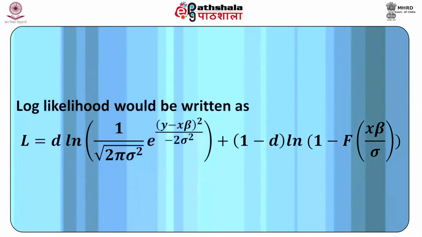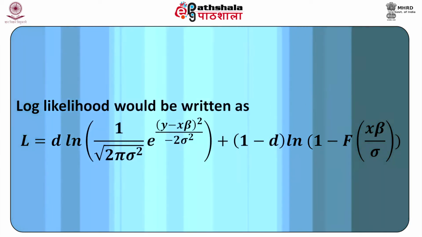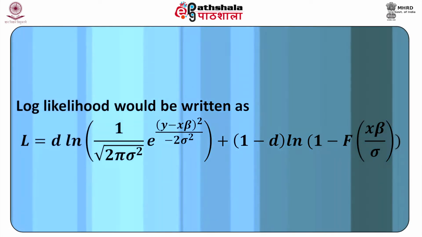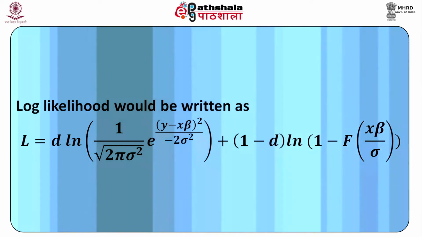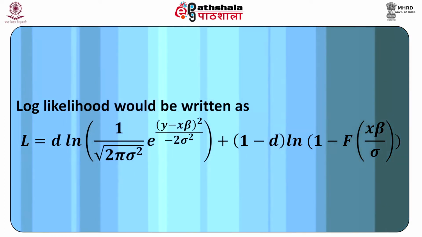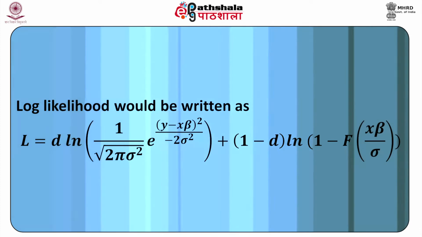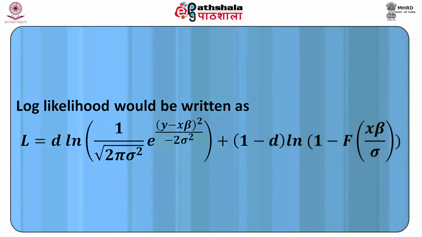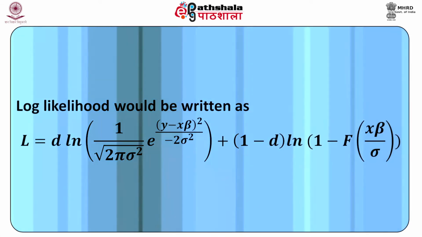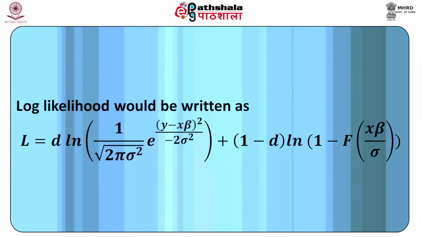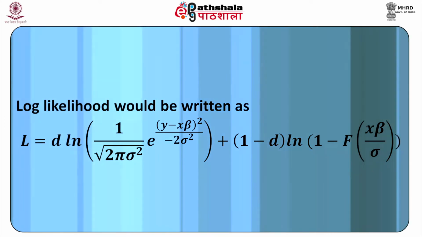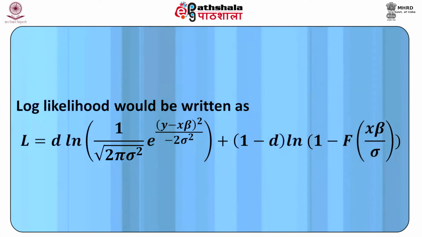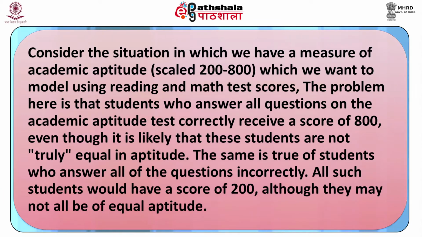So students, you can compare these two log likelihood functions and you can see that the first expression is the same in both the cases. In the second expression, the difference is only in terms of the log function of the second term, whereas in the first log likelihood function we have the ln of 1 minus f, whereas in the second case we have the ln of the f function. Let us take an example to understand this.